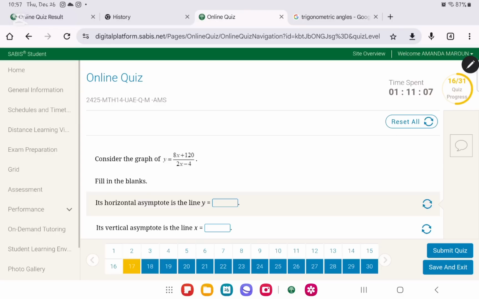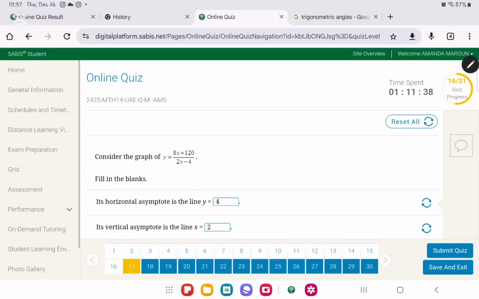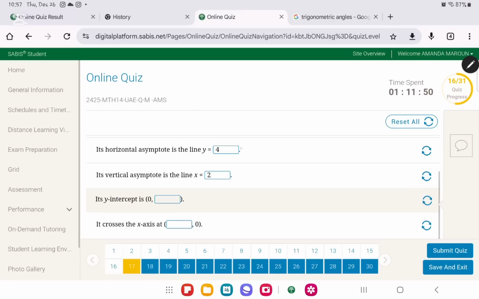Horizontal asymptote, if you remember, I said we're gonna be doing it like this. That means it's 8 divided by 2, which is 4. Alright, vertical asymptote, as I said, we're going to be doing it like this. So 2x minus 4 is equal to 0, 2x is equal to 4, x is then equal to 2. So over here, the x is 2. Y-intercept, when we're talking about the y-intercept, that means we are dividing these two numbers. So 120 divided by minus 4, which is minus 30.